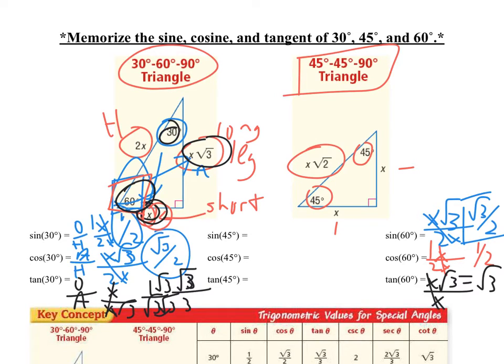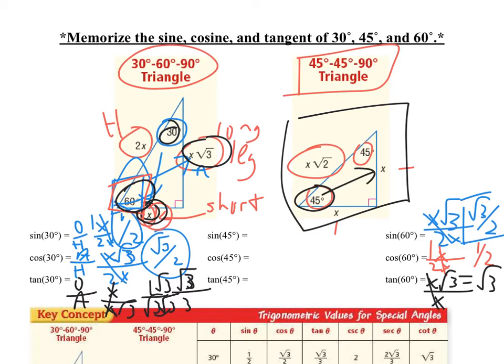If you look at the 45, 45, 90 triangle, so now we're looking at this triangle. Definitions of these trig functions don't change. So the sine of 45, let's go from this angle, opposite over hypotenuse, so it's x over x square root 2. X's cancel, so it's 1 over square root 2. But we've got to multiply top and bottom by square root 2. So it's square root 2 over 2 is the sine of 45.